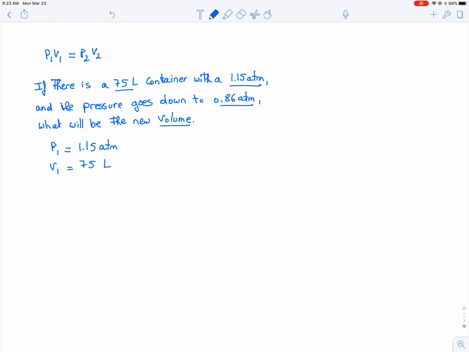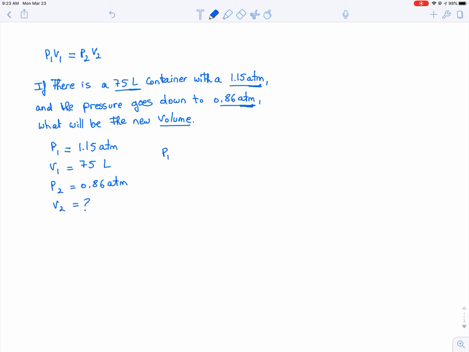If the pressure goes down to, so those are the new conditions, that corresponds to P2. How do I know it's pressure even if it doesn't tell me? Well, I know from the unit. You have to know that atm is a unit of pressure, that liter is a unit for volume. So my P2 is equal to 0.86 atm. And what's the new volume? Well, what's V2? That's what we're looking for. So we're going to be solving for it.